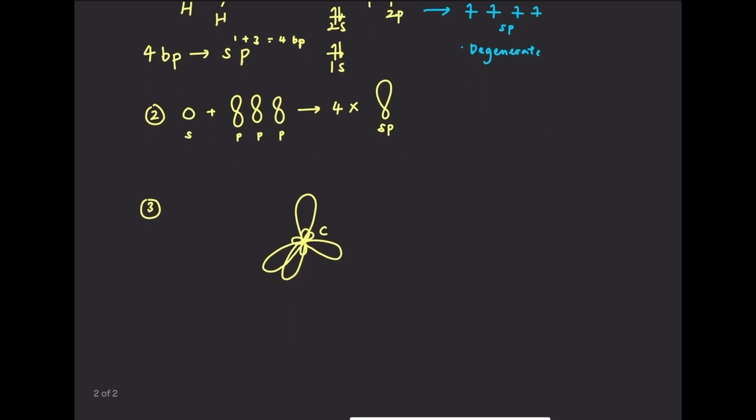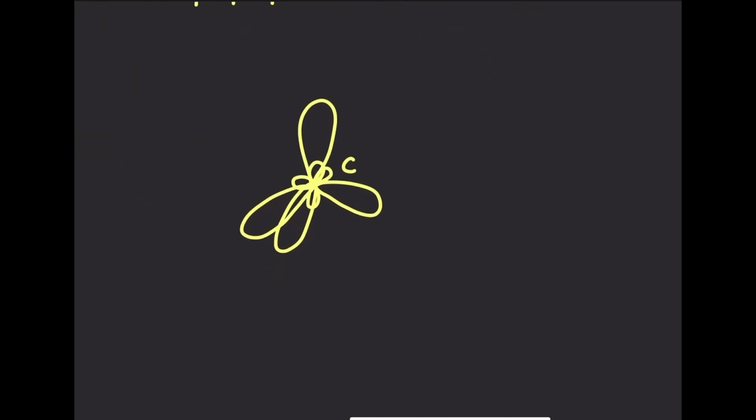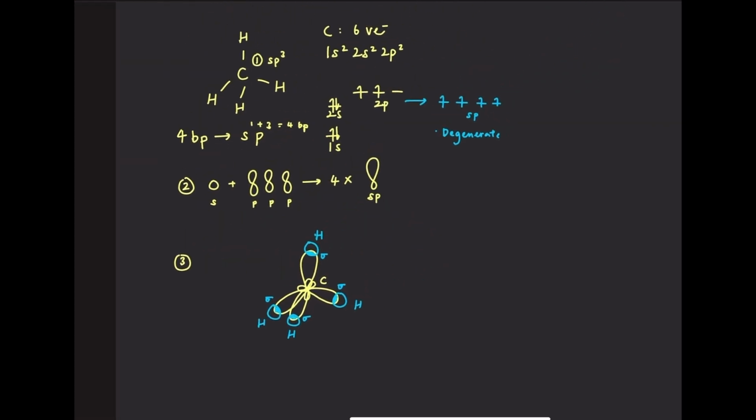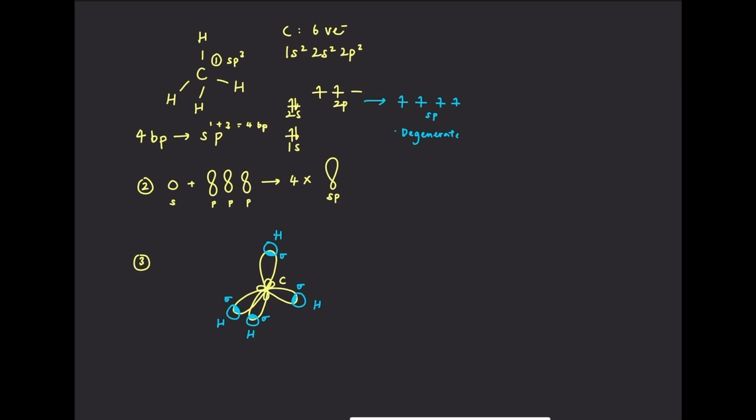Next is to draw our overlap with our H. I'm going to use blue here to represent H. So we have 1, 2, 3, 4, and we are going to have 4 head-on overlaps here, which will form 4 sigma bonds. So because of hybridization, this lets us explain why methane has a tetrahedral shape.